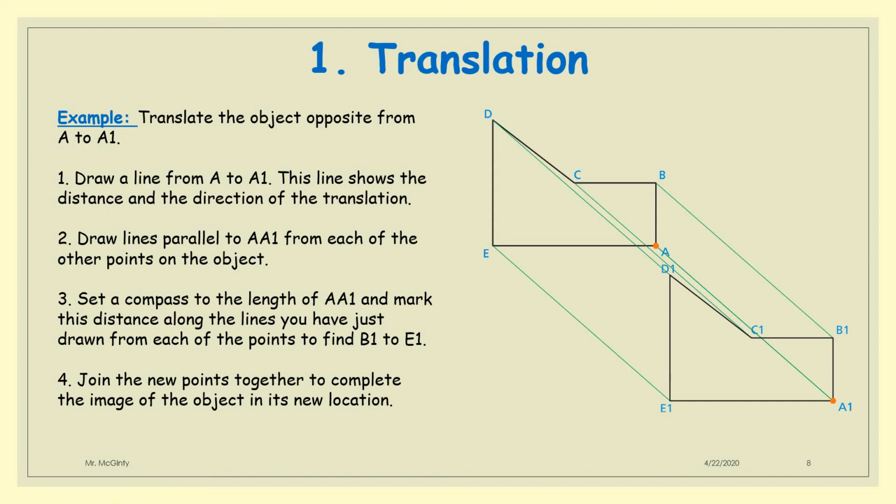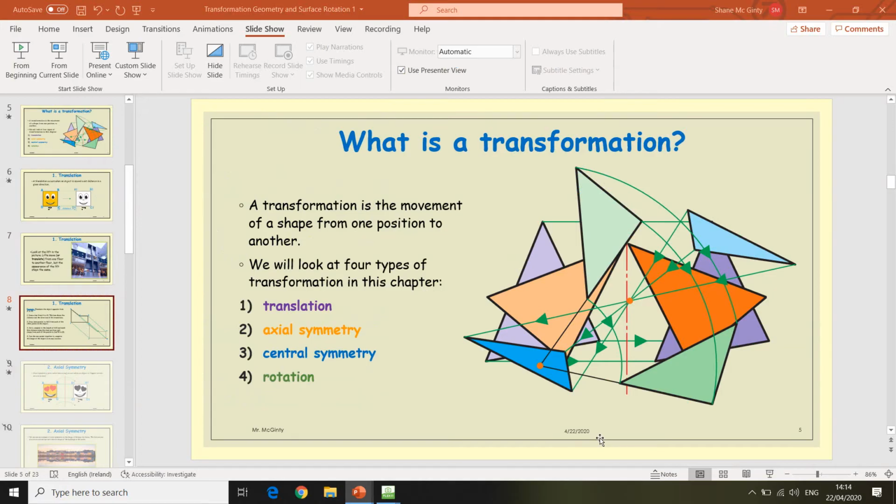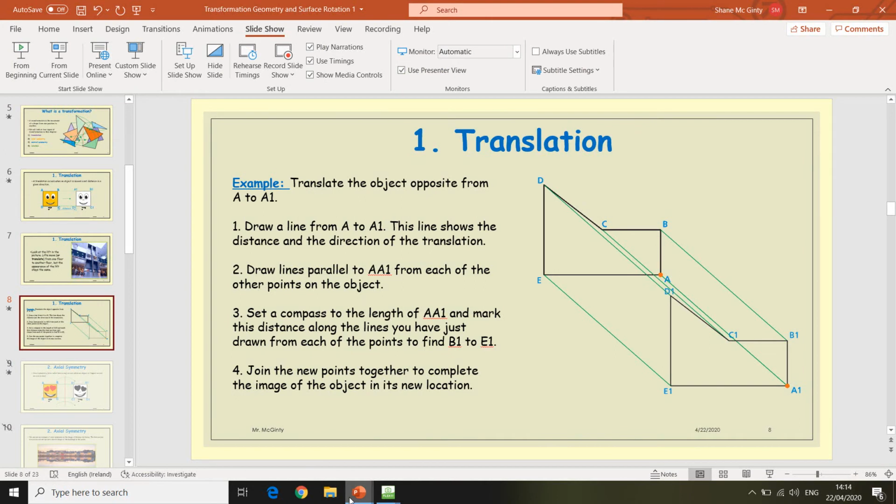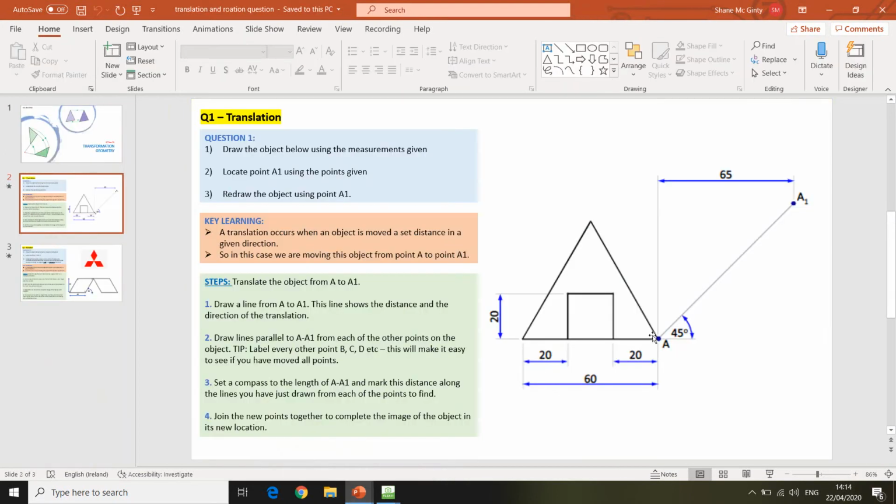So I have uploaded 2 questions. Question 1 is on a translation, so we're just going to go over and have a look at the question and we're going to do it. Okay, so this is question 1, so it's just a tent. You're given all measurements, so you draw the basic tent with a door in it. Alright, so you have all your measurements here that you need.